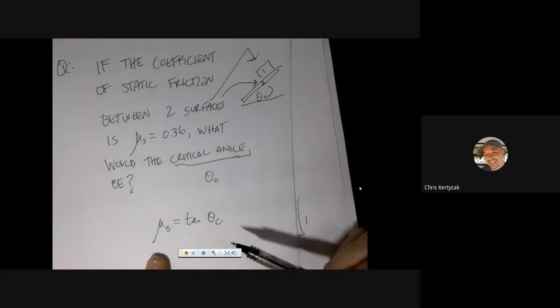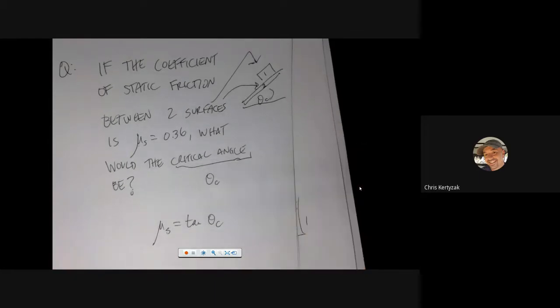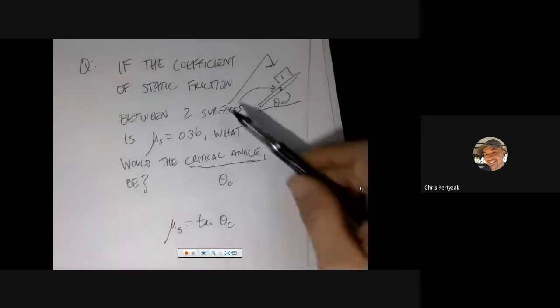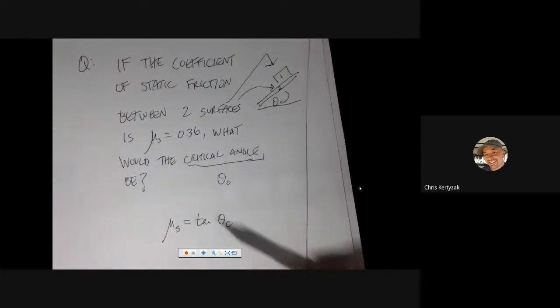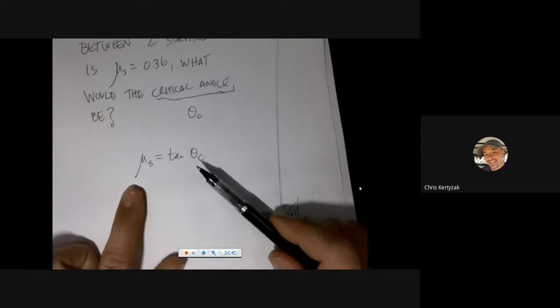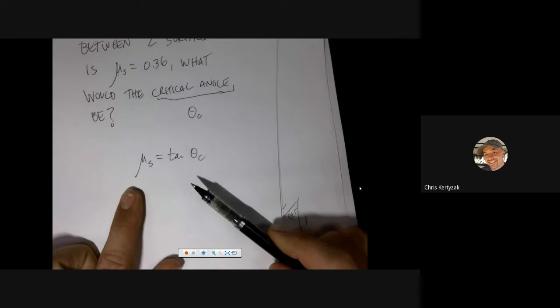I'll post this in Google Classroom. I'm going to actually probably type it up. I'm going to add some more relating to friction and maybe a few others. So just keep an eye on Google Classroom, but this will be one of them. In this case, you know the coefficient of static friction. What would the critical angle be? It's still the same formula, I just need to know that students know how to use it in both directions.